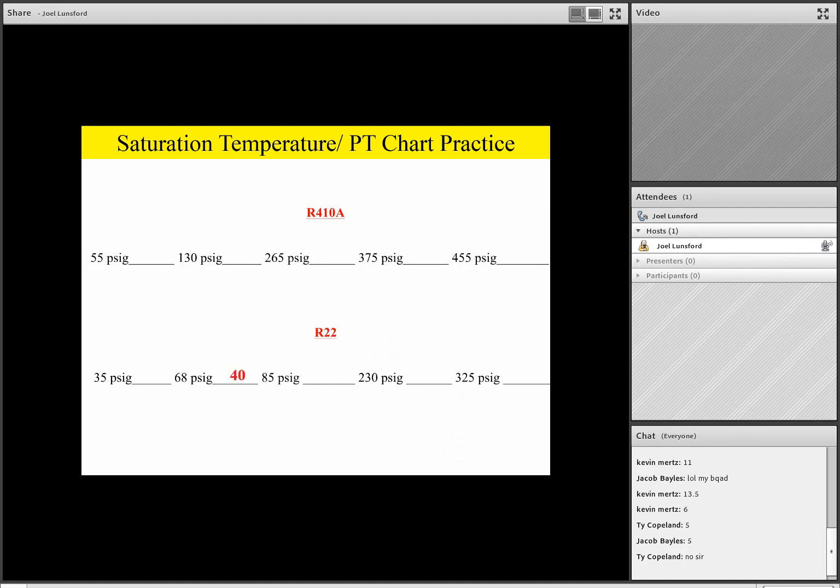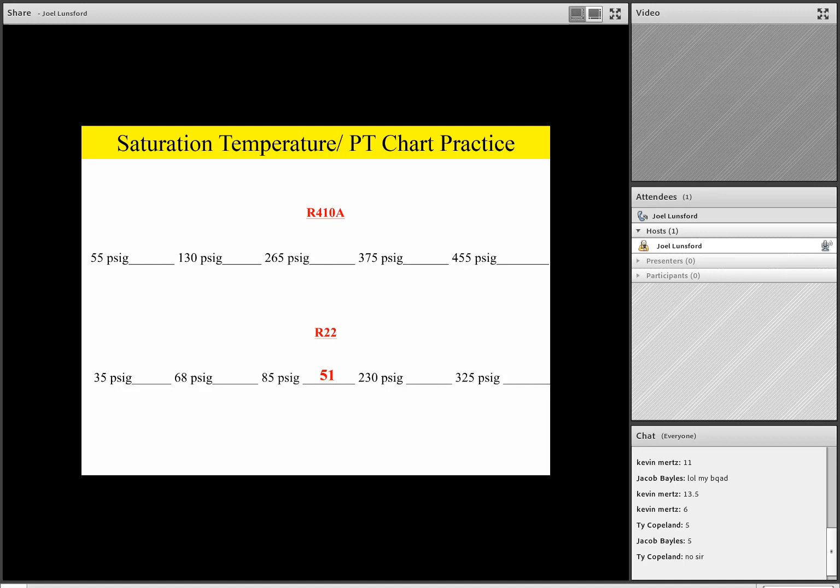That is correct, 40 degrees. In other words, at 40 degrees, the refrigerant inside the evaporator is boiling off into a cool vapor at saturation temperature. Let's do another one. At 85 pounds of pressure, what is the pressure temperature conversion for R22? Good, that's correct. At 51 degrees, the temperature and the pressure conversion line up on the chart.